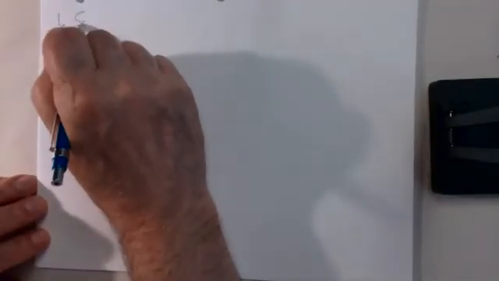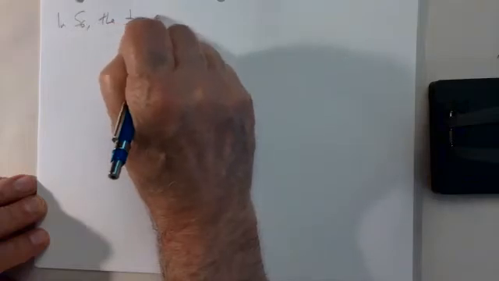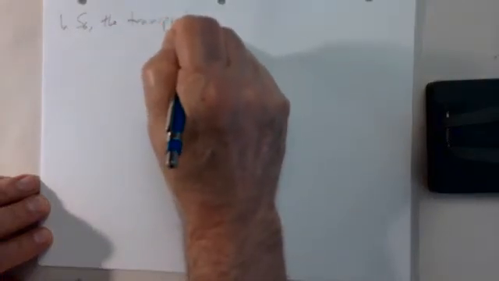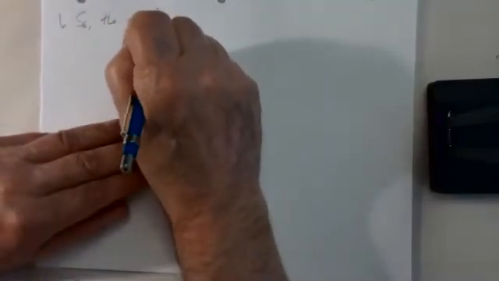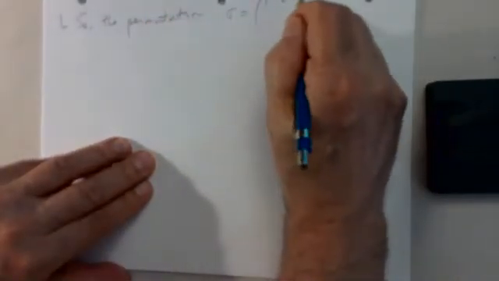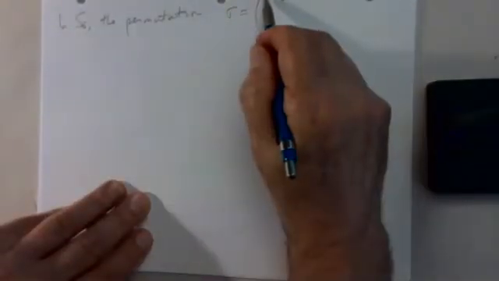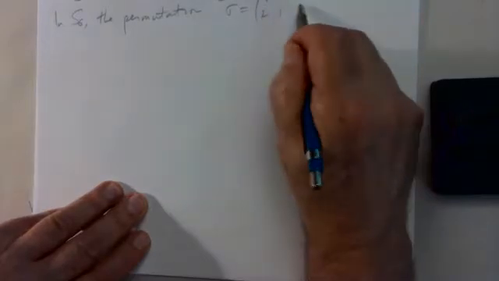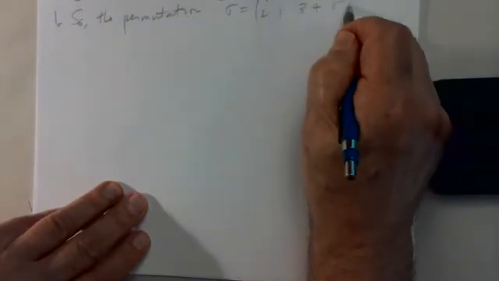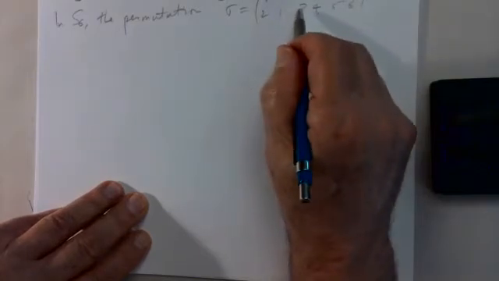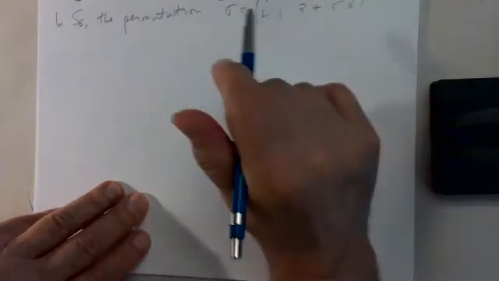So for example, in S6, the permutation sigma equal 1, 2, 3, 4, 5, 6. Let's say this permutation just interchanges 1 and 2. It sends 1 to 2, 2 to 1, 3 to 3, 4 to 4, 5 to 5, 6 to 6. The only elements that don't stay fixed are 1 and 2, and they're switched around.